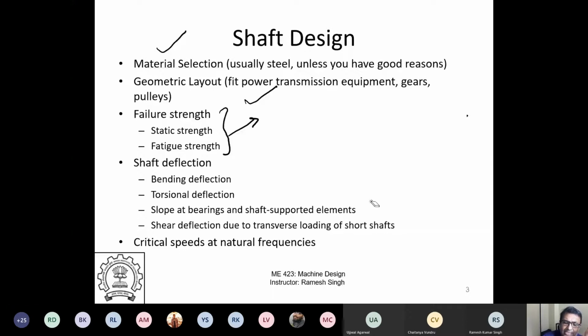and you have to design in some cases when you have short shafts, especially in spindles, like your lathe spindle. So actual lathe spindle is a very short shaft, but then you will have to design it for shear deflections because there will be a huge amount of transverse loading there.